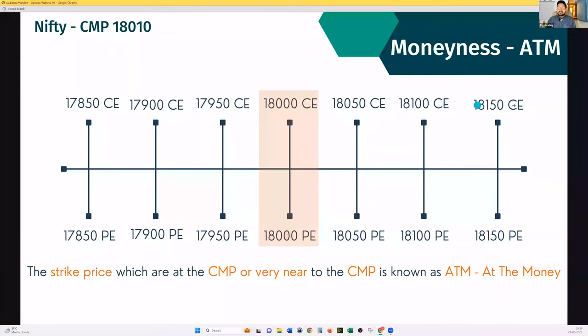On the call side, what is the ATM? The 18,000 call option is ATM. On the put side, the 18,000 put option is the ATM. The definition of ATM is very simple: the strike price which is very near to the current market price is known as ATM. The current market price is 18,010. I'm very sure 18,050 is quite far, and 17,950 is also quite far. The very nearest is 18,000, so we say the 18,000 call and put are the ATM.